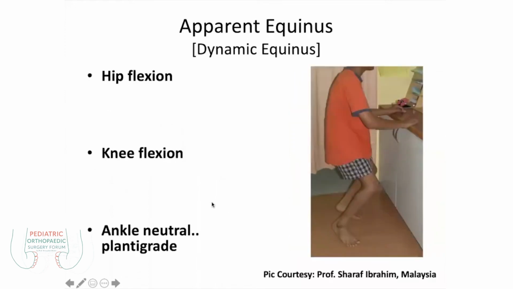So here is the apparent equinus. Here, when the child stands, he can stand easily with a normal 90-degree angle. Here is a 90-degree angle. But when he starts walking or running, then he develops a dynamic type of equinus, the apparent equinus.